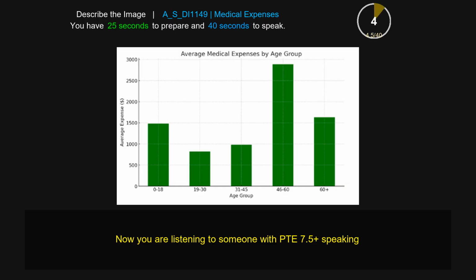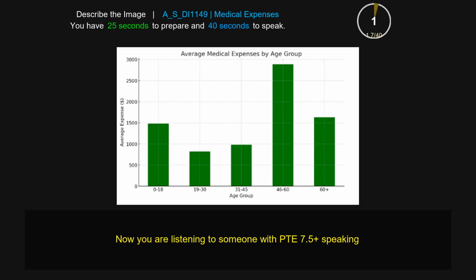The image provided is the bar graph that gives us information about the average medical expenses by different kind of age group that start from 0 to 60 plus. In the y-axis, we can see the average expenses by this age group that is from 0 to $3,000. As you can see, it is very evident from the picture that the age group from 46 to 60 has almost contributed to $3,000 of medical expenses, followed by the 60 plus age group, whereas the lowest share was covered by 19 to 30 age group, contributing to almost 1000 average expenses dollar. Overall the picture tells us about the medical expenses by different group.